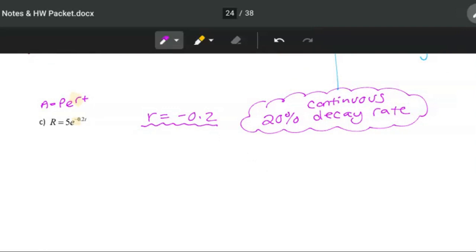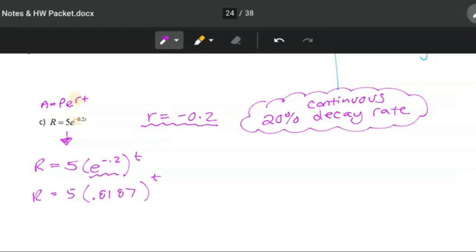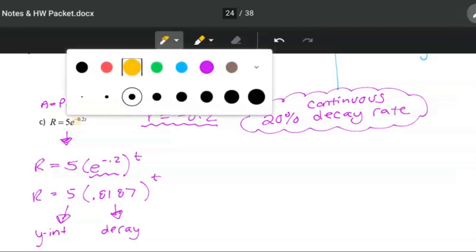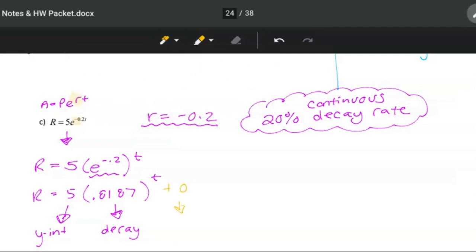So from here, we need to graph it. If we were to just add some parentheses here around the e to the negative 0.2t, we can then plug that e to the negative 0.2 part into our calculator. If you just plug in e to the negative 0.2, you get 0.8187. So think about if you were graphing this, 5 would be your y-intercept. 0.8187, since that's between 0 and 1, that would be decay. And of course, there's no number added onto the end, so that would be a plus 0. That would be your horizontal asymptote.